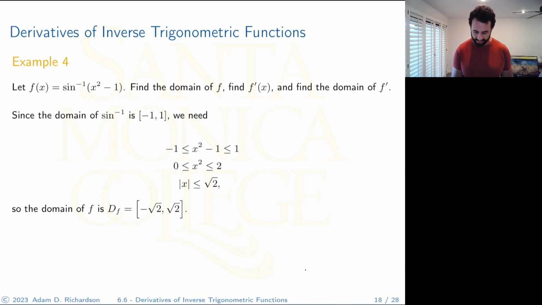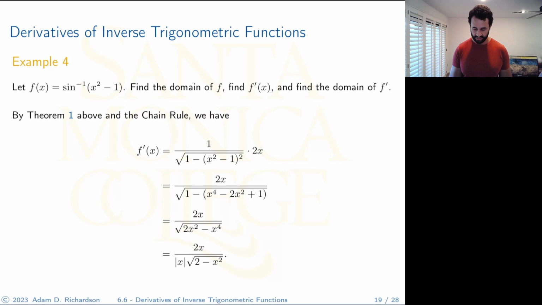Okay, so what we need is absolute value of x to be less than or equal to square root of 2. So that means that the domain of our function is negative root 2 to root 2 inclusive. That's the domain. Now, to compute the derivative, we're going to have to use the chain rule. So here we go. The derivative of arcsine is 1 over the square root of 1 minus that squared, with the inside left alone, times the derivative of the inside, which is 2x.